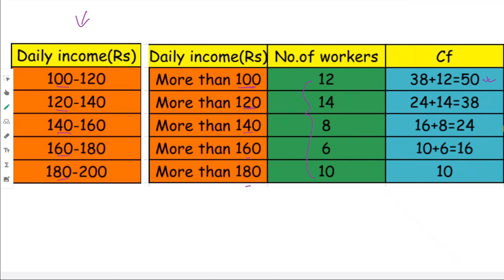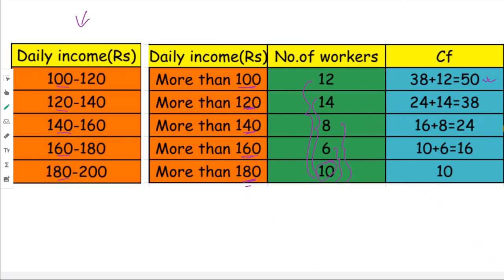How many of them are earning more than 120? These 4: 14 plus 8 plus 6 plus 10. How many are earning more than 140? These 3: 8 plus 6 plus 10. Then more than 160, just 2: 6 plus 10. More than 180, 10 of them.